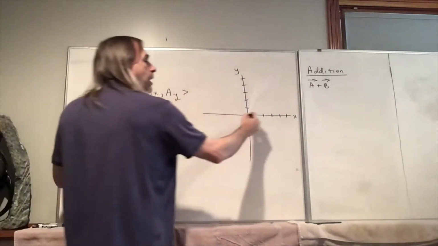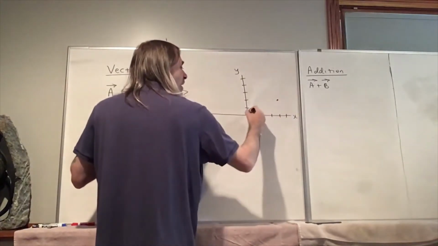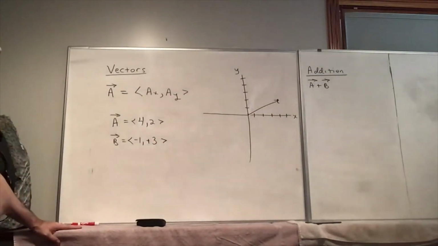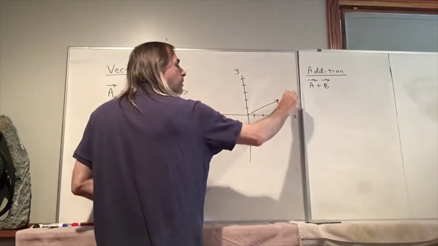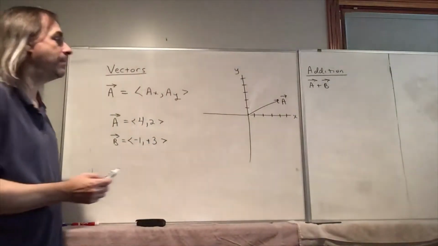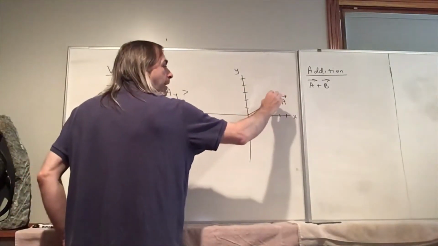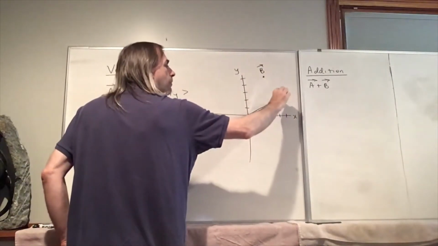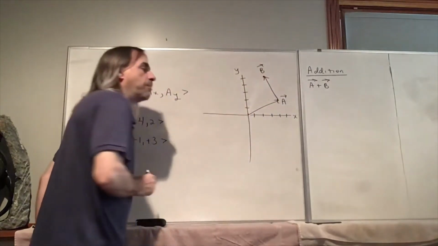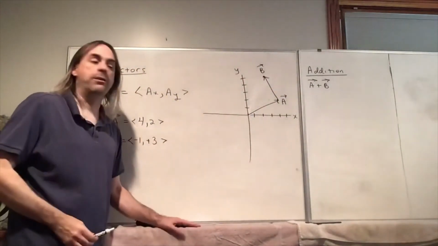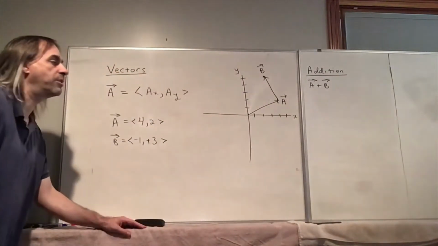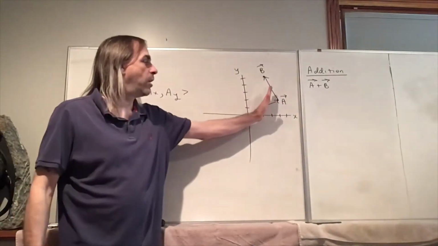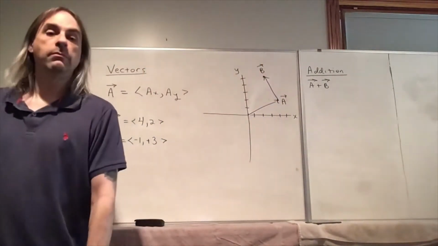So A is 4, 2. So this is vector A. Let's change this one as well. I just want to make a clear graph. So that's vector A. And then vector B goes from -1, and then it goes up 3. Yeah, this is a much clearer graph. So that's vector B. Again, vector A, it doesn't matter where you start, but for convenience, let's start at the origin. So we go over 4 and up 2. And then vector B, we go -1 in the x direction and up 3. Okay.